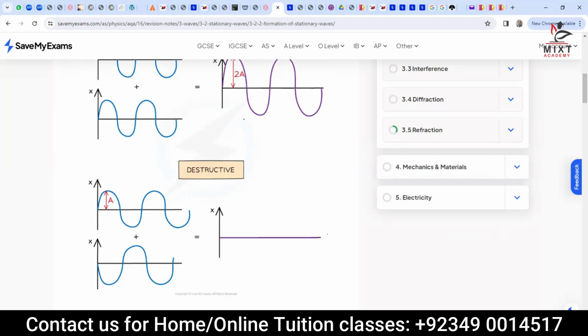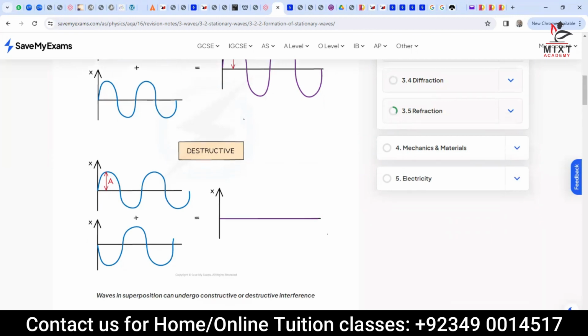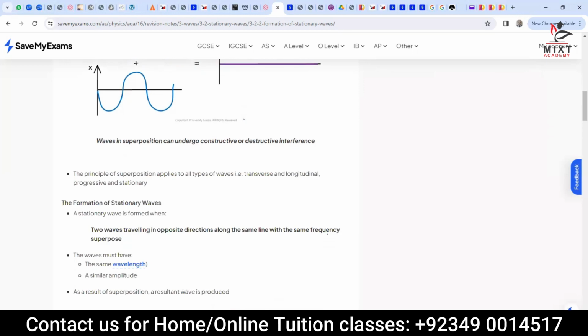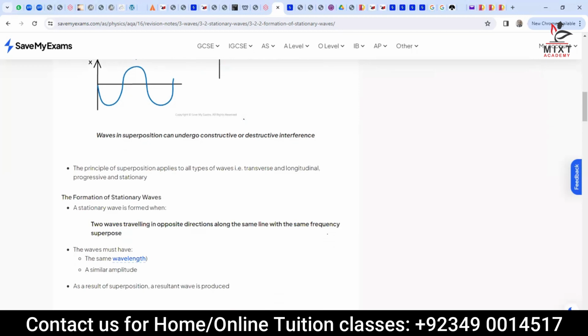We have a complete interference topic, which we will be discussing once we finish with this. Any questions? No, no. Yes, Zoha. Any questions? No, this is fine. Good. Now the principle of superposition applies to all types of waves, transverse and longitudinal waves. So this happens to both of them.